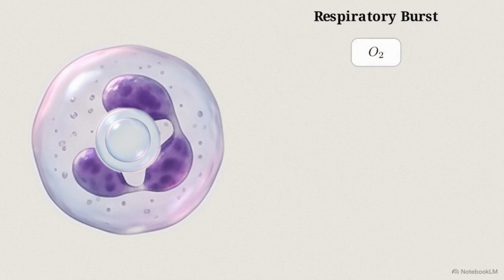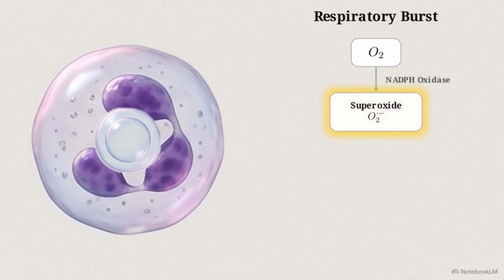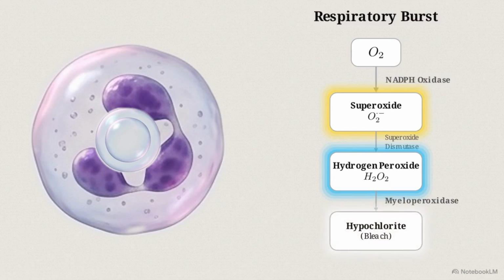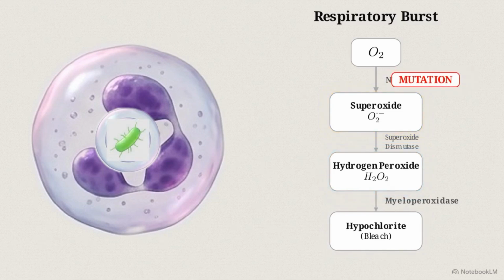The sequence begins with the enzyme NADPH oxidase, which converts molecular oxygen into a highly reactive superoxide radical. Superoxide is rapidly converted into hydrogen peroxide by superoxide dismutase. Finally, the enzyme myeloperoxidase uses that hydrogen peroxide to synthesize hypochlorite, the active ingredient in household bleach, which destroys the trapped pathogen. In chronic granulomatous disease, the patient carries a mutation in NADPH oxidase. The entire weaponization pathway is halted at step 1.